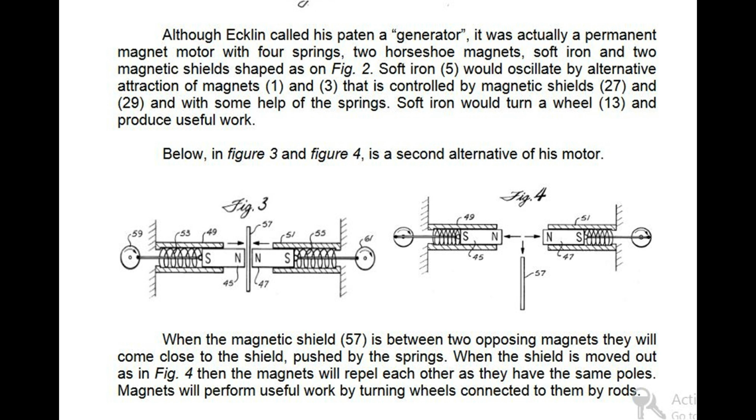Below, in Figure 3 and Figure 4, is a second alternative of his motor. When the magnetic shield, 57, is between two opposing magnets, they will come close to the shield, pushed by the springs. When the shield is moved out as in Fig 4, then the magnets will repel each other as they have the same poles. Magnets will perform useful work by turning wheels connected to them by rods.